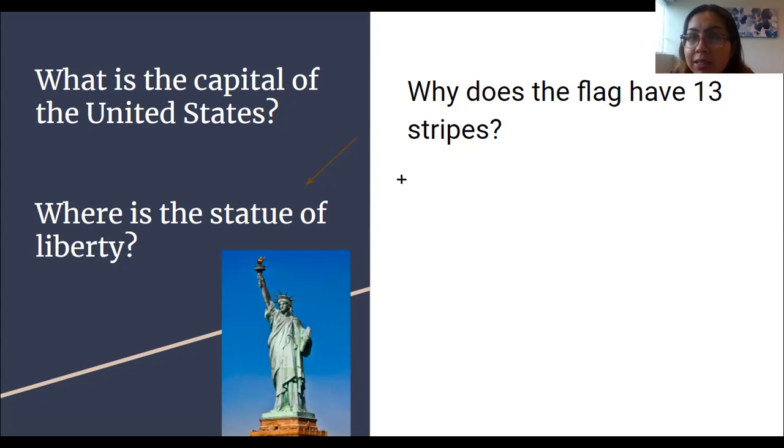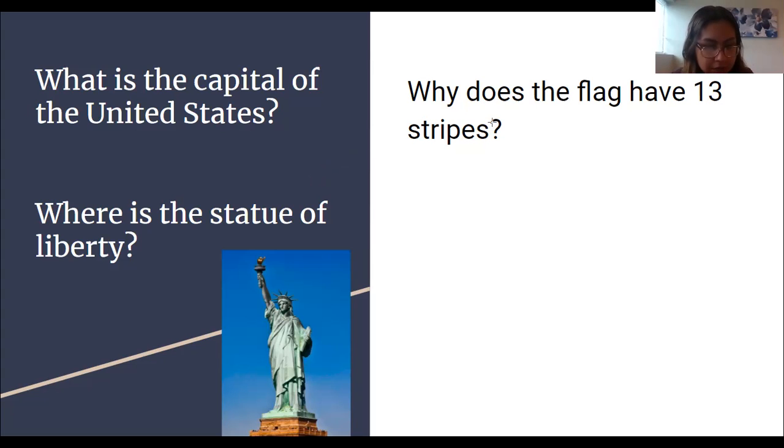So really take time to sit down and visualize it. Where is the Statue of Liberty? Fun fact: the Statue of Liberty was donated to the United States by France. Just as a little side note. So that's pretty cool.